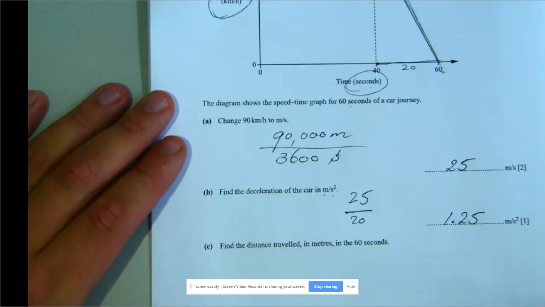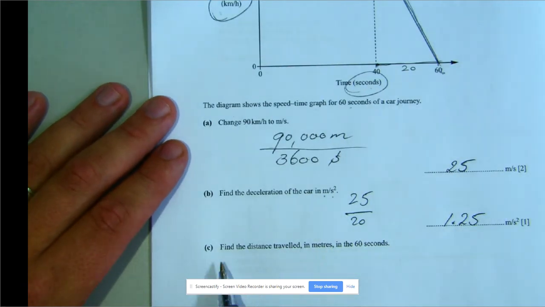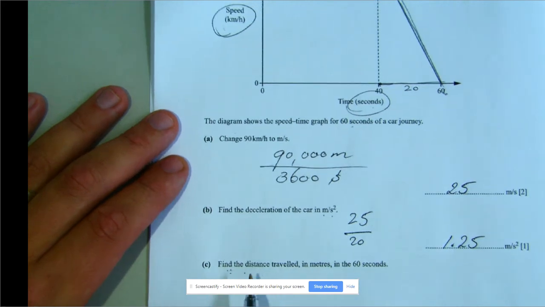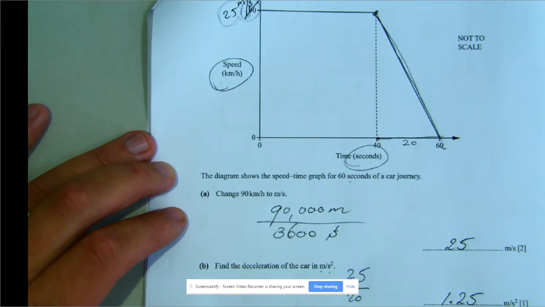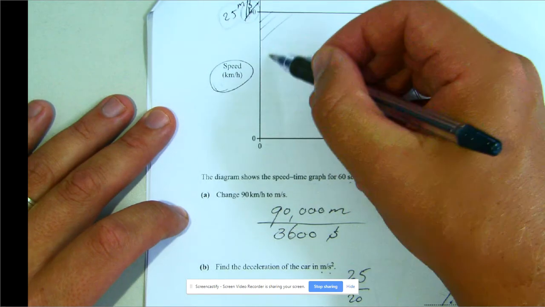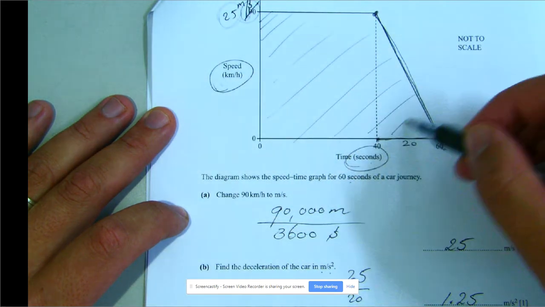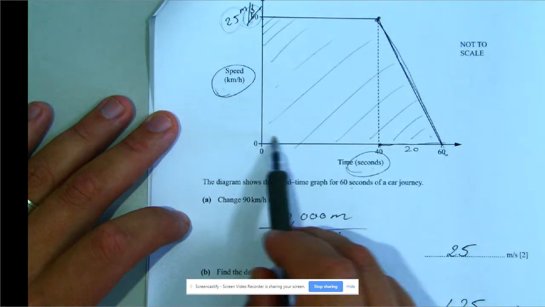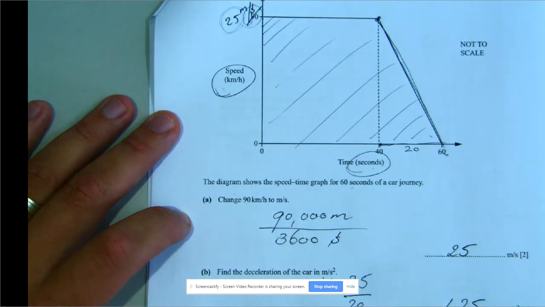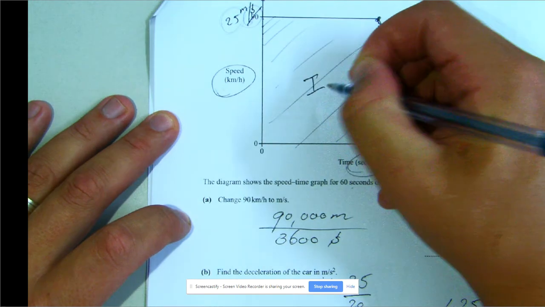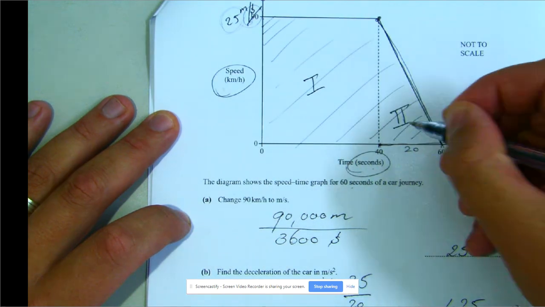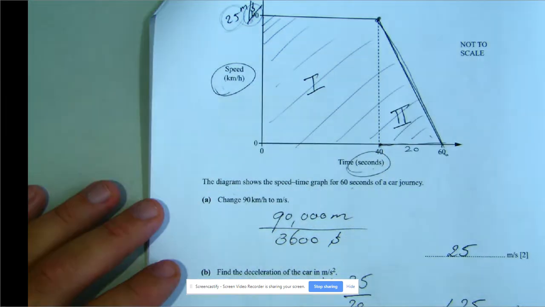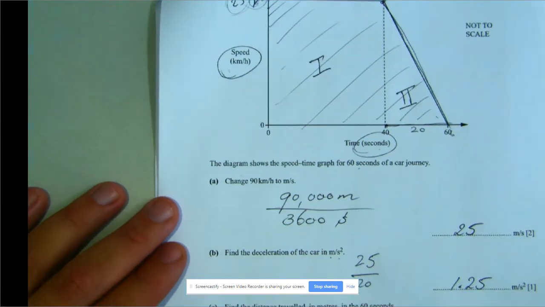And then, of course, the question we've all been waiting for, the distance traveled in those 60 seconds. And you will all know that that distance is the area underneath your graph. Well, you can do two things. Find the area of the trapezium, or break it up into a rectangle and a triangle and find the areas of those two and add them together. And that's what I will do, because I'm pretty sure that's what most of you will do.